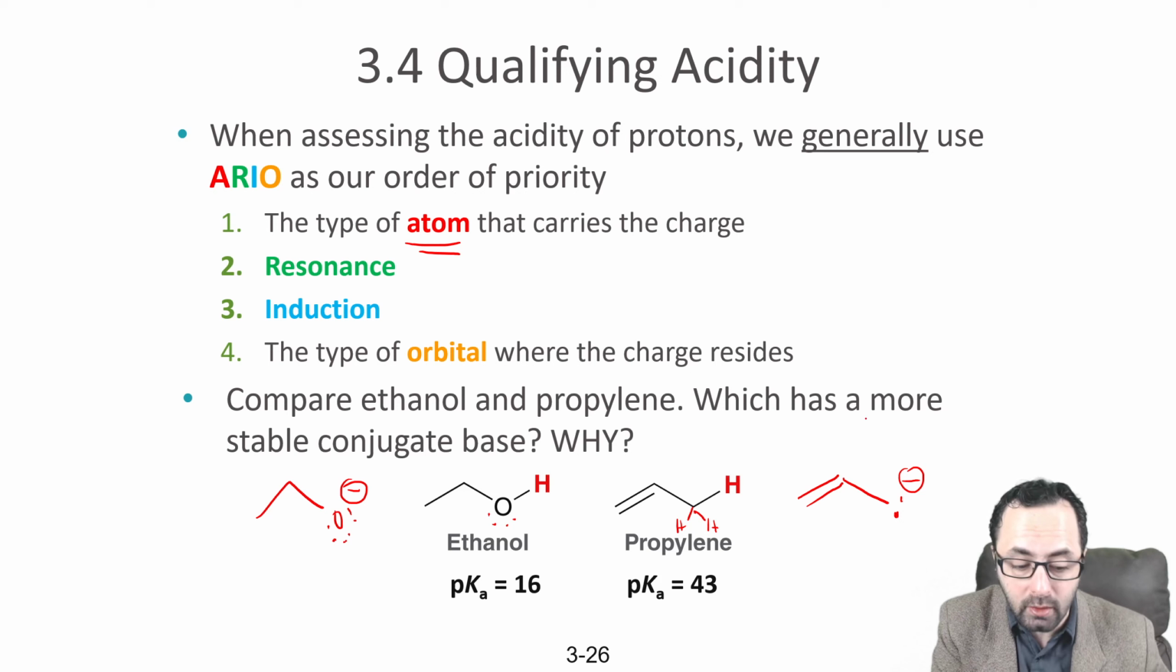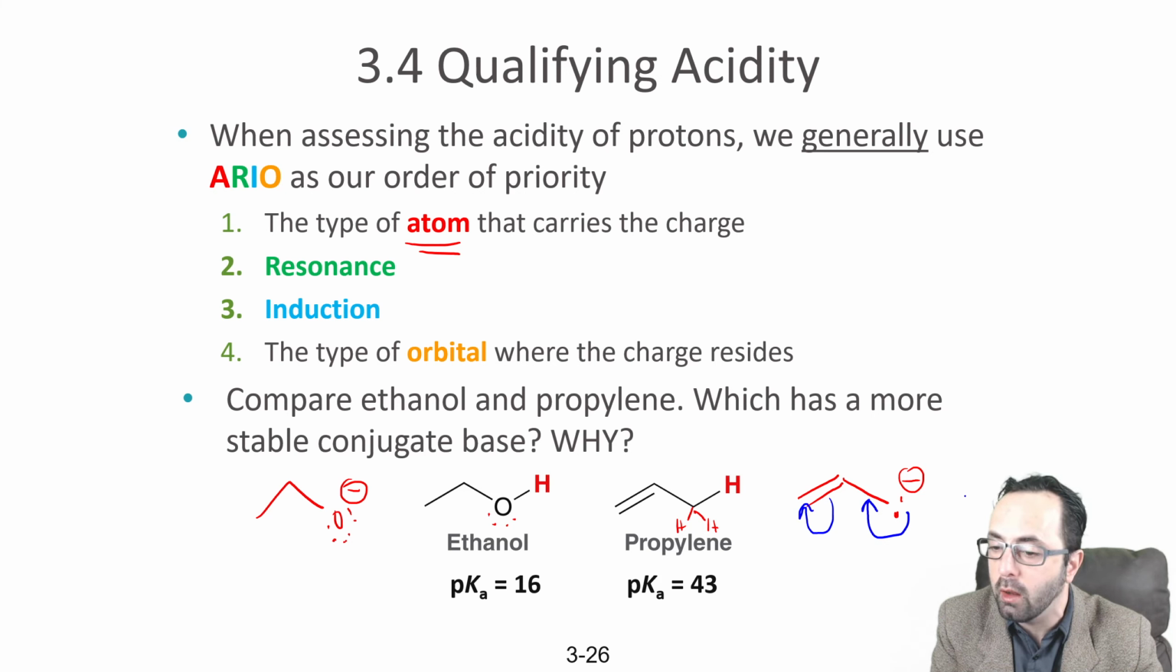But this does have resonance structures, right? We can draw a resonance structure for this because we have an allylic lone pair. So we need 2 arrows for this one. Hopefully you remember from chapter 2. We can draw another resonance structure here, and now the lone pair is over here, the negative charge is here, and we have a double bond here.